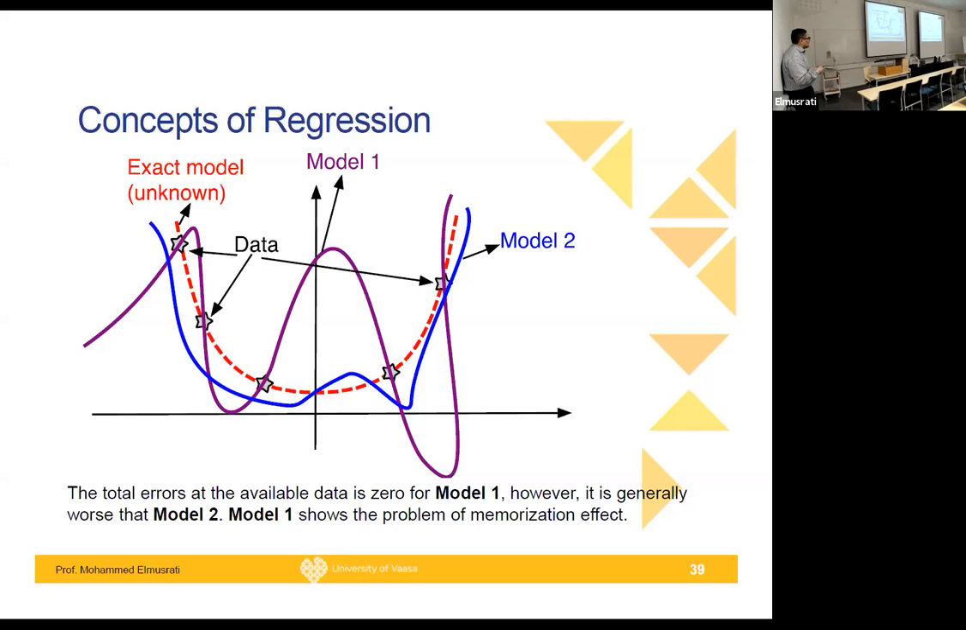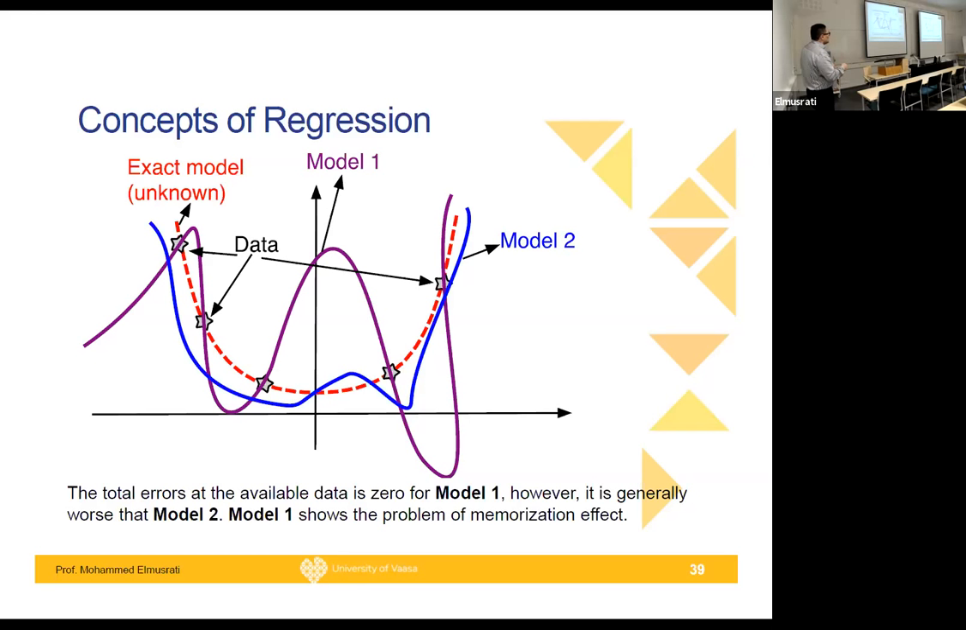where the error at the measurements is zero. You can see it crosses the star here, and here, and here. It crosses the stars everywhere, which gives you zero error. But at the same time, even though it gives zero error during the regression or learning phase, this is a bad model, because the difference between this model and the real model is very large. Even though it gives zero error at the measurements, we call this case memorization. The model memorizes the data, but it doesn't generalize. The error is very large.